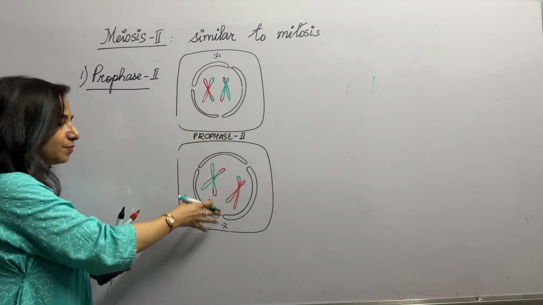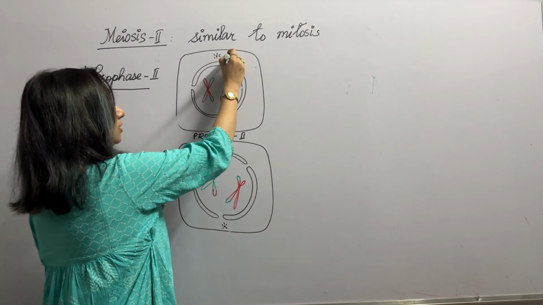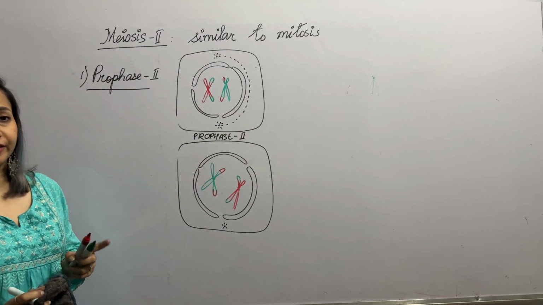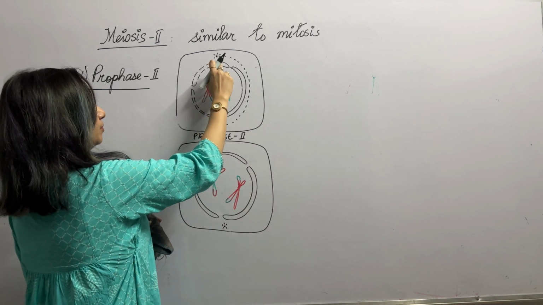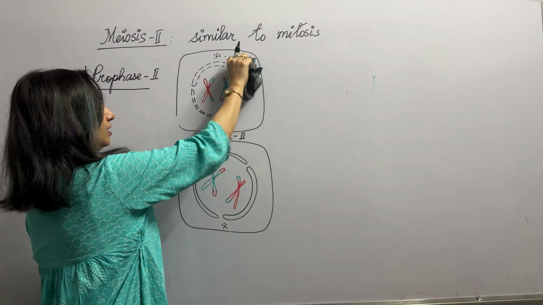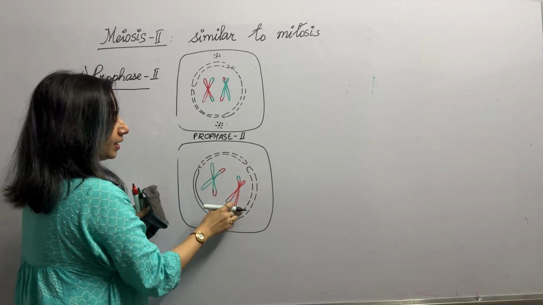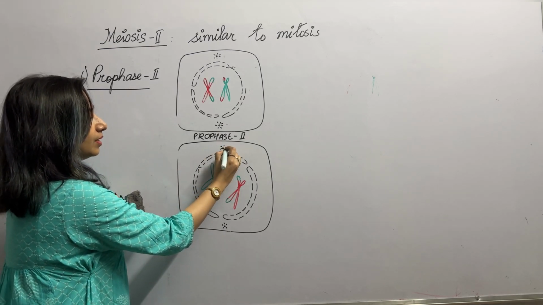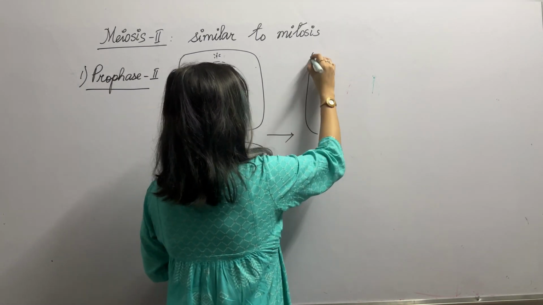So I have drawn here. I am not repeating the same thing in the other cell. So they will be a bit more condensed. Moreover, the centriole will migrate and come to the opposite pole. Clear? And by the end of prophase 2, what will happen? The nuclear envelope will disintegrate. So we have seen that the centriole has migrated to the opposite pole and there is disintegration of the nuclear envelope. And the breakdown of nuclear envelope marks what? The breakdown of nuclear envelope marks the beginning of metaphase. So now we will see what will happen in metaphase 2.